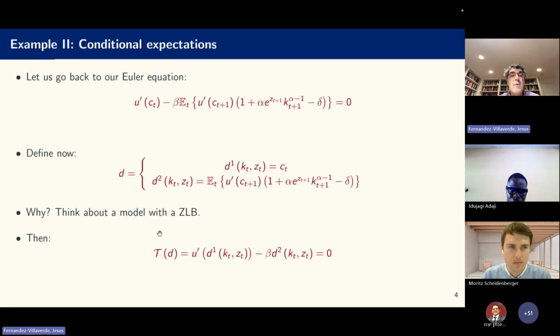Well, for instance, think about a model with a zero lower bound. In a model with a zero lower bound, the decision rule of the central bank is going to have a kink at 0, at the nominal interest rate equal to 0. That's a very difficult decision rule to approximate. However, the conditional expectation is going to be well behaved and smooth, and is much easier to approximate.